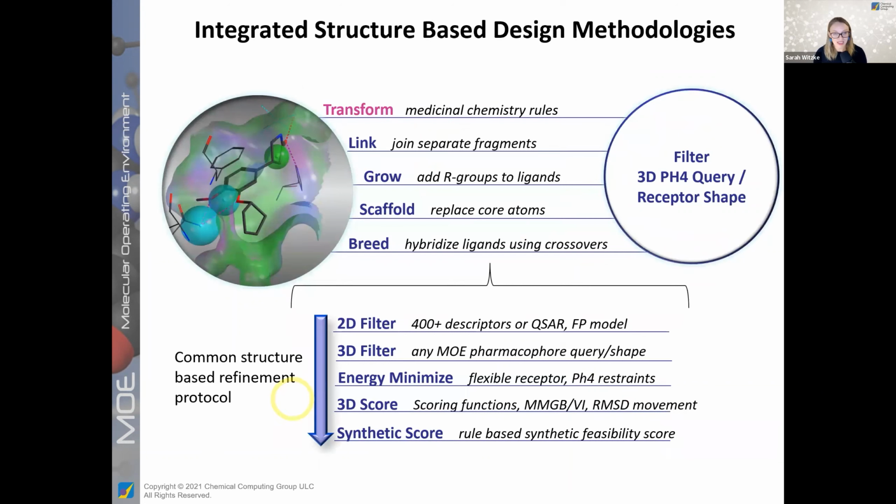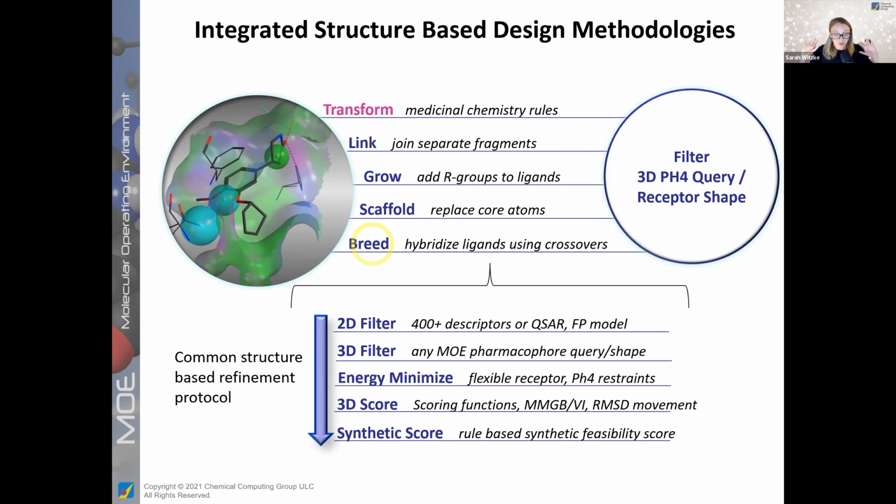Just to finish up, really, the MedChem transformations are easy to use. They're integrated with all our other fragment technologies. So we have, for instance, link separate fragments. We can grow R groups on our ligands. We can do scaffold replacements, and we can breed, which is a hybridization of crossing over ligands. So kind of like if you have superposed ligand bonds, you can create crossovers of the 2 of them.